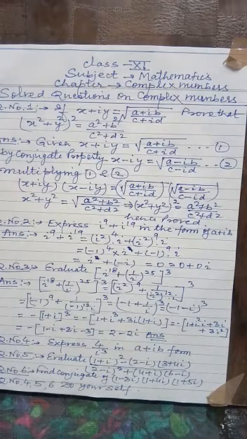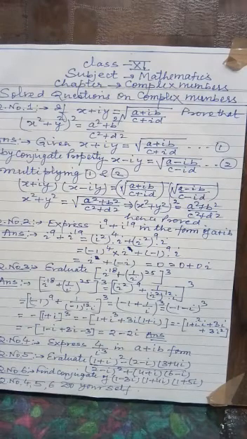Then multiplying 1 and 2, you will get (x plus iota y) into (x minus iota y) equal to square root of (a plus iota b) upon (c plus iota d) into square root of (a minus iota b) upon (c minus iota d), and after multiplying you will get left hand side x square plus y square equal to square root of (a square plus b square) upon (c square plus d square), which implies (x square plus y square) whole square equal to (a square plus b square) upon (c square plus d square), and hence it is proved. This much we had to prove. So you can see here we have applied conjugate property and then we have got the required proof.